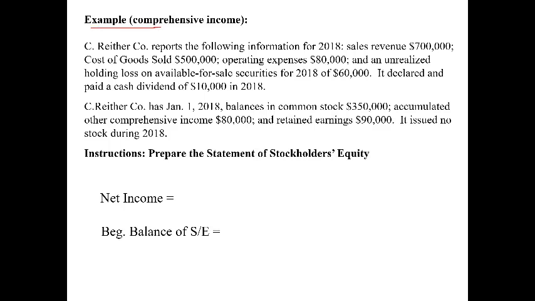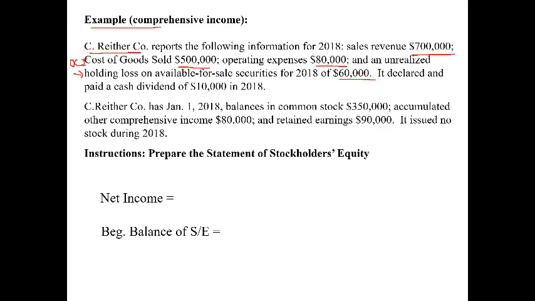Here's an example where we're going to do a statement of stockholders' equity, which is another way to present other comprehensive income and comprehensive income. So here's C. Reether Company. They report the following information for 2018. They had revenue of $700,000, cost of goods sold of $500,000, operating expenses of $80,000, an unrealized holding loss on available for sale securities of $60,000. So that is an OCI, right?